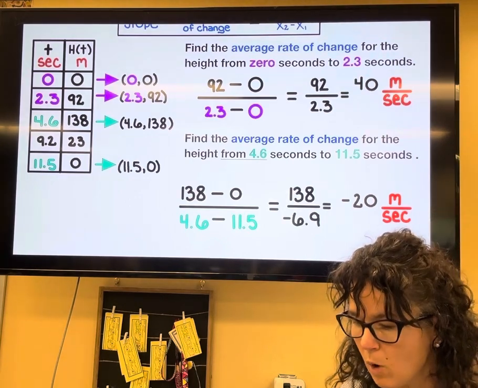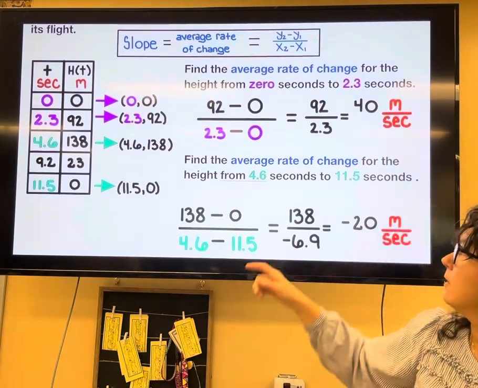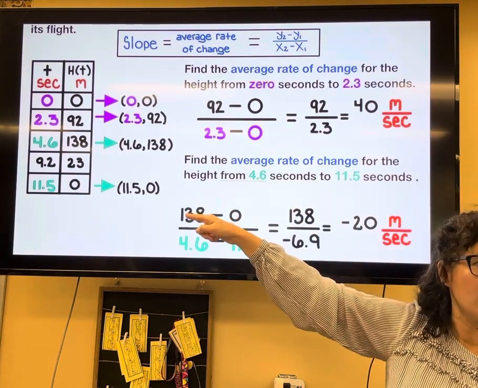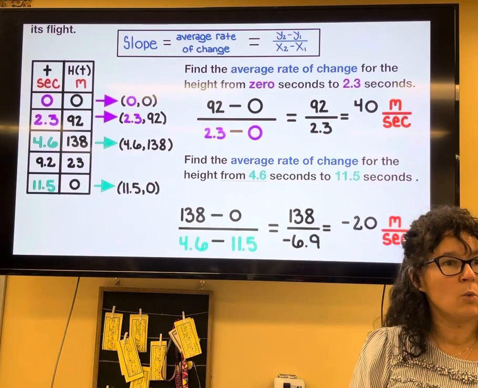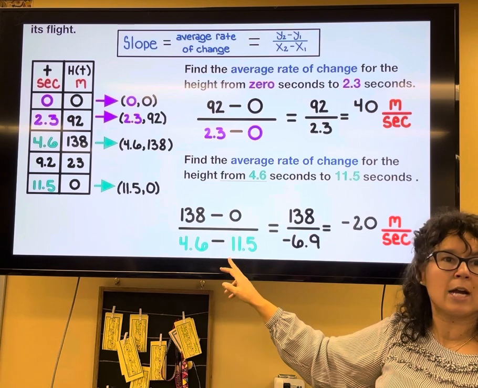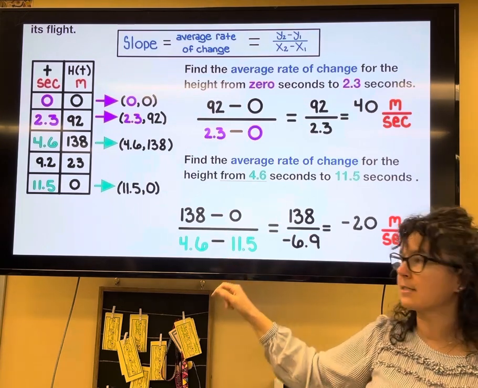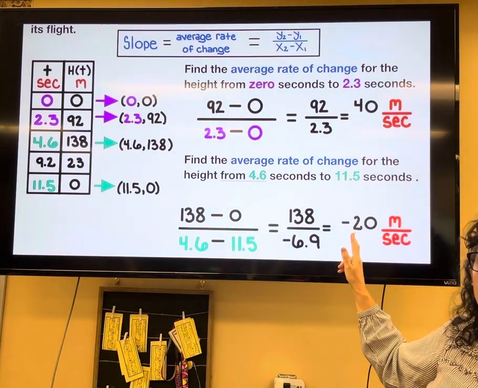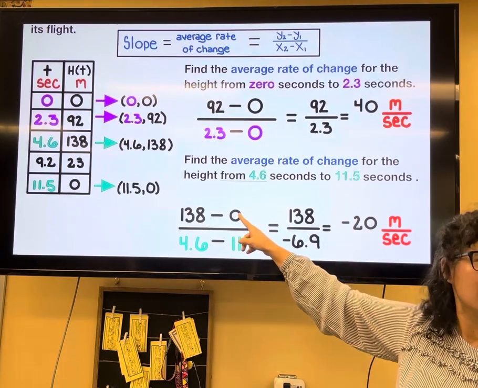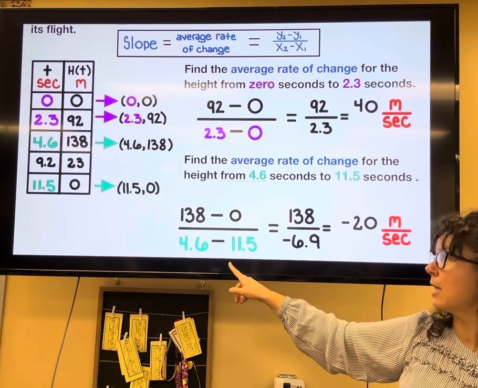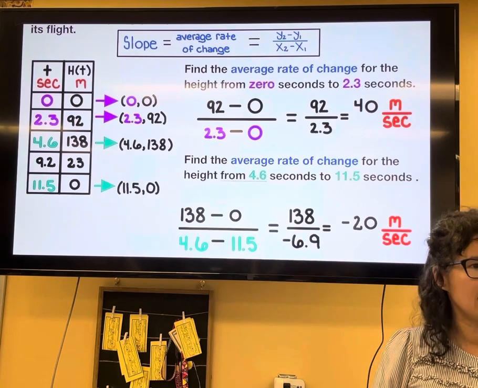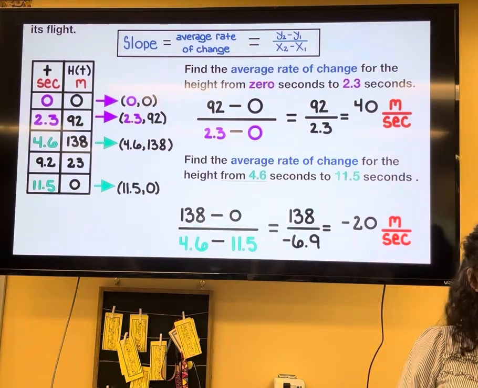Okay, so step 1 is find these values in your table, so then you know what 2 points that you want to use. And as soon as you have your 2 points, then you're ready to subtract your y's over subtracting your x's to get your numerical part of your answer. And then the label part of your answer, look at what's the label in the numerator and what's the label in the denominator. And in this one, it was meters over seconds. And so now we have the label of our answer.